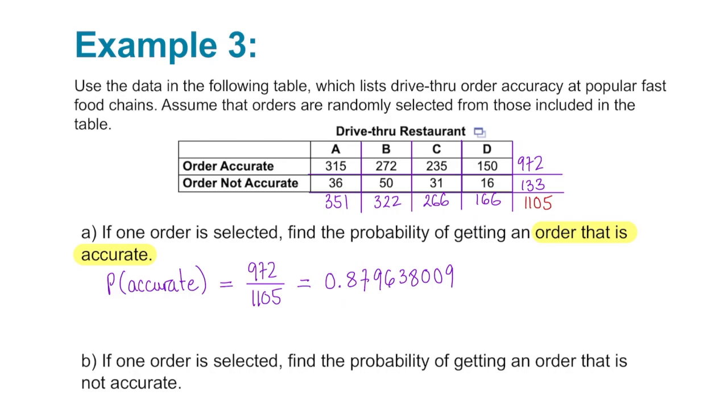0.879638009. There was no instruction on how to round, so I'm going to round to 3 significant figures. This is a 6, so I round up. I add 1 to 79, that would be 80.